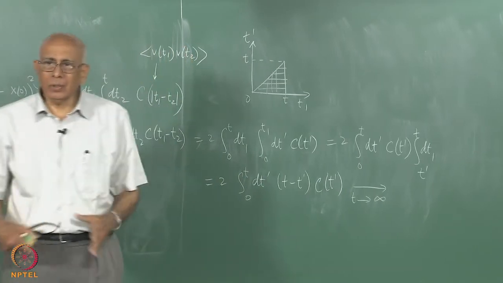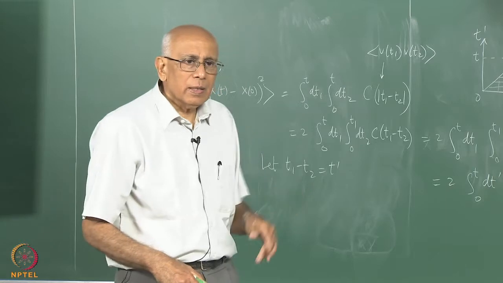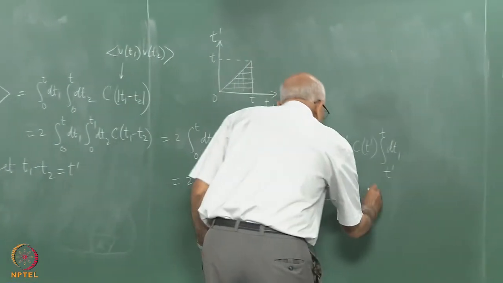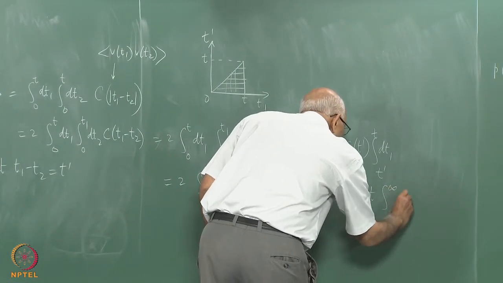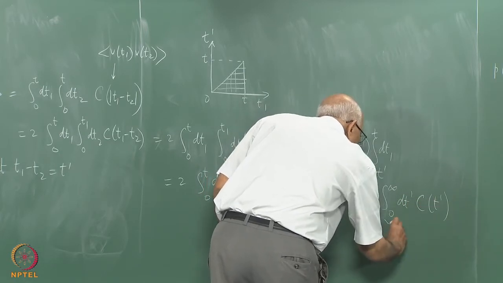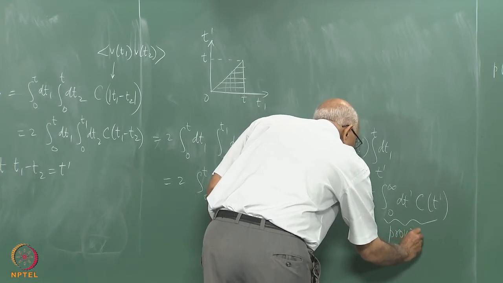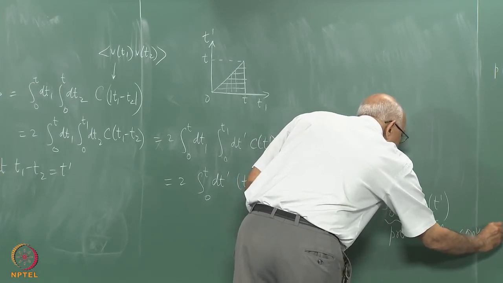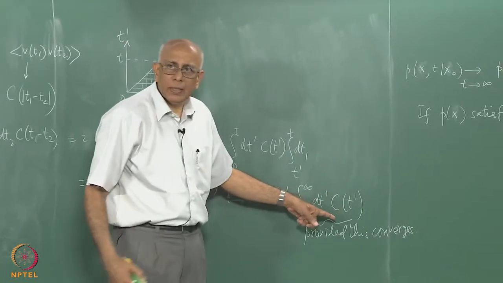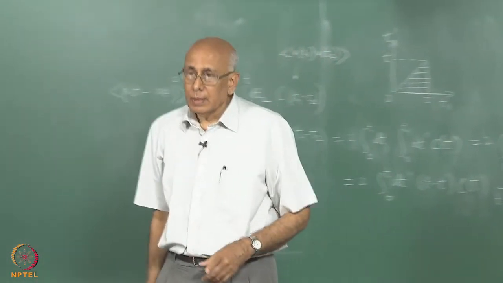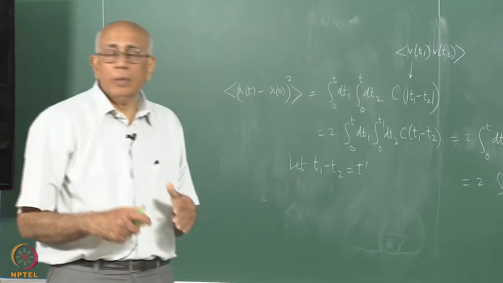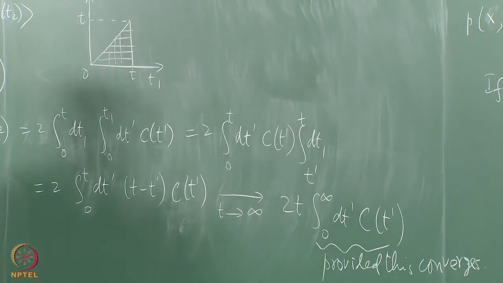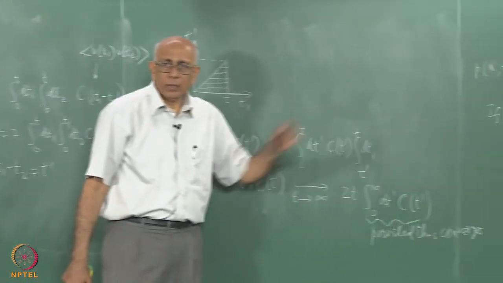You can say this much more rigorously using the dominated convergence theorem, but the fact is that as long as this integral over C of t prime is finite, this is guaranteed to be twice t times integral 0 to infinity dt prime C of t prime, provided this converges. If this integral of the velocity correlation function over 0 to infinity doesn't converge, that's a symptom that this behavior is not going to be proportional to t asymptotically. But if it converges, there's no doubt that it's equal to this here.